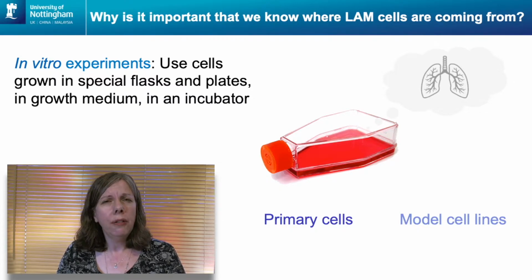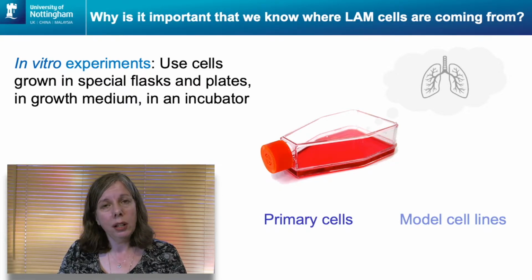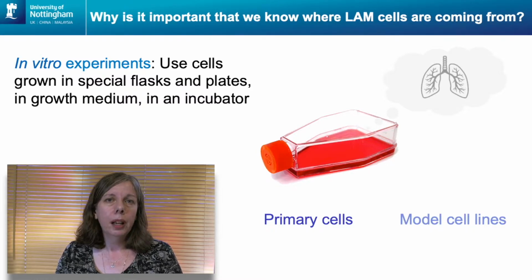We use two different types of cells for these kinds of experiments. Primary cells come directly from diseased tissue, so these would come from LAM lung tissue from patients who've had a transplant or a biopsy. And model cell lines don't come from the lung, but do have TSC2 mutations.